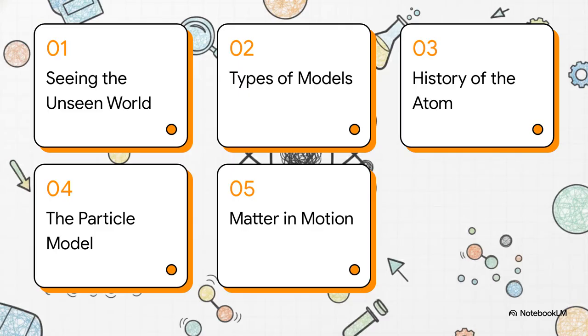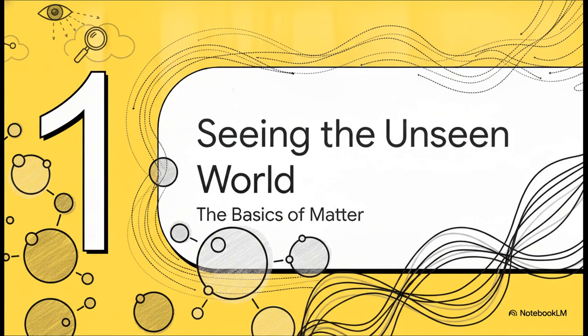All right, let's take a quick look at our roadmap for today. We've got 5 stops. First, seeing the unseen world. Second, types of scientific models. Third, the history of the atom. Fourth, the particle model. And finally, matter and motion. Let's dive right in. Starting off with Section 1, Seeing the Unseen World, where we'll cover the basics of matter.